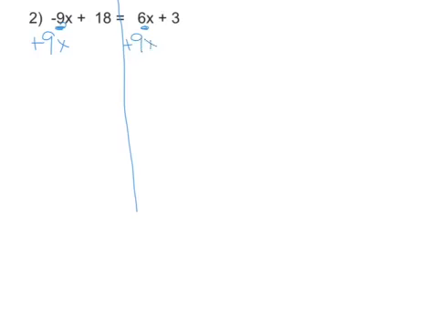So now our negative 9x plus 9x cancels. That's the whole reason you do that. And all we have left on the left side is 18 equals. And then we'll add 6x plus 9x, which will give us 15x, and bring down the plus 3. Now we have a 2-step.